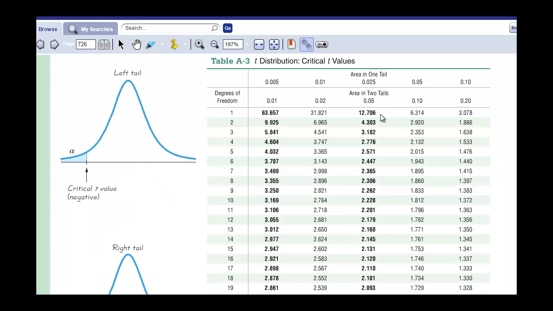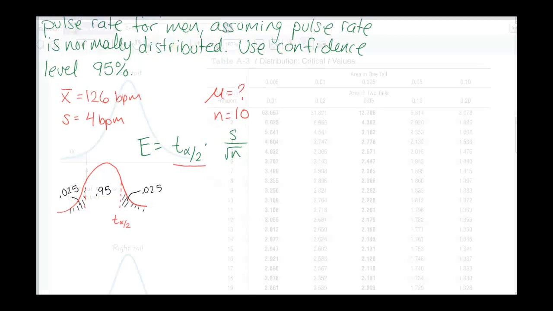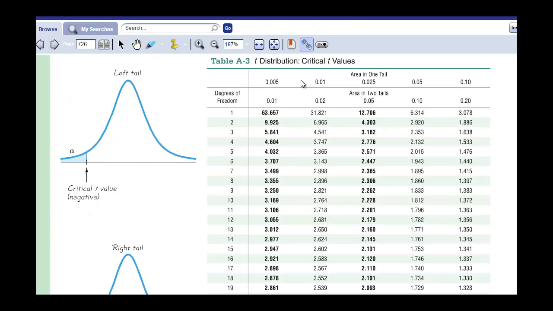So you'll notice that this table looks quite a bit different. What they do have is the area in the tails. Now, based upon our picture, the area in one tail would be 0.025, or the area in both tails is 0.05. We can use either of those to look that up here. So the area in two tails, 0.05, you'll notice that's the same column as area in one tail, 0.025. So we're going to want this middle column.